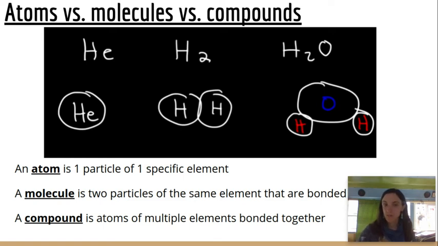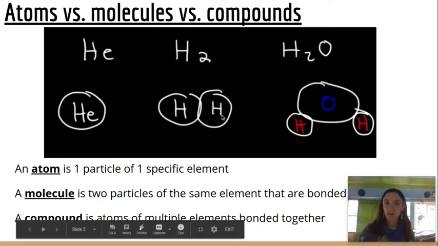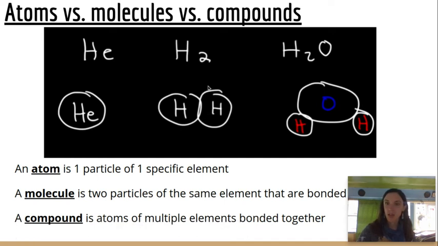A molecule specifically refers to when you have two atoms of the same element. So this drawing shows a molecule of hydrogen. You have two hydrogen atoms and they're combined. The last thing is compounds are when you have multiple atoms of multiple different elements and they're bonded together. So you have water that is oxygen and two hydrogens. Table salt is one atom of sodium and another atom of chlorine, and that makes a compound, which is table salt.